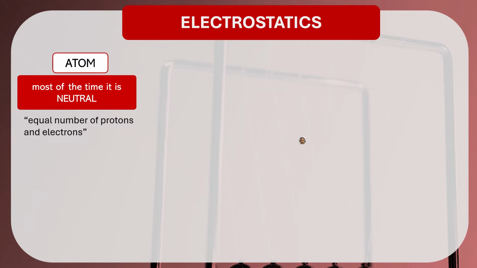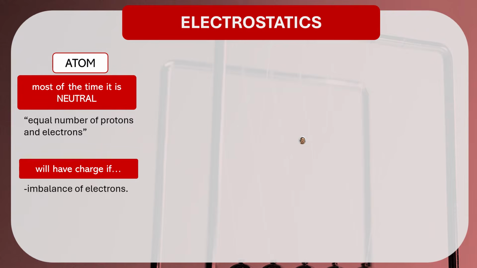Neutral atoms have the same number of protons and electrons. And then atoms will have charge if there is an imbalance of electrons, meaning the number of electrons is not equal to the number of protons. So there is an imbalance of electrons.